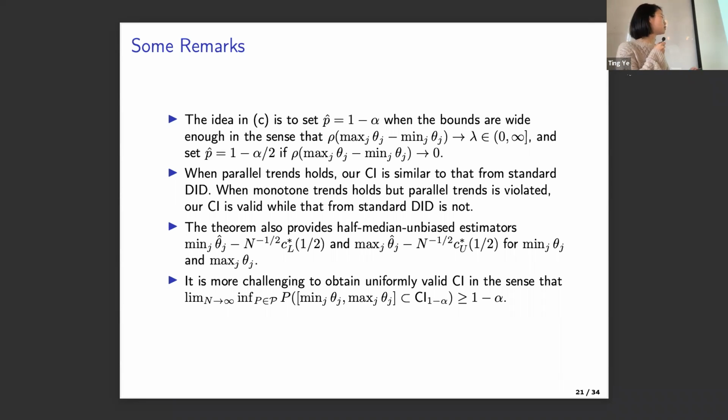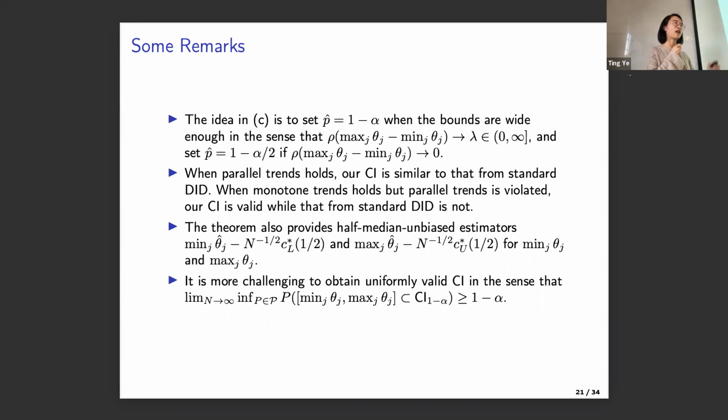The last point I want to mention is that it is actually much more challenging to obtain a uniformly valid confidence interval for this minimum and maximum thing. In the sense that if we want to have the coverage taking an infimum over all the possible distributions within a distribution class, then this guarantee is much stronger, and it's much more difficult to construct a procedure that satisfies this.